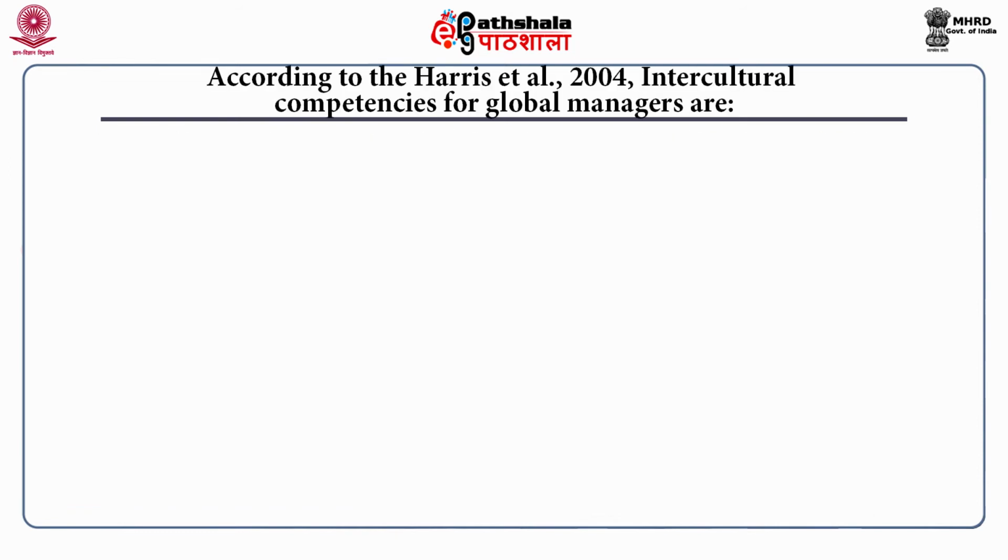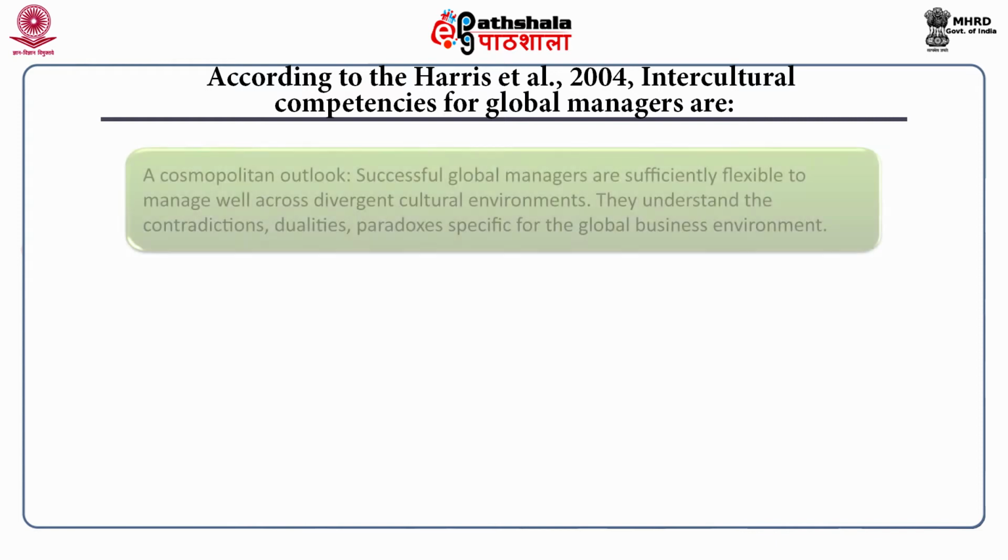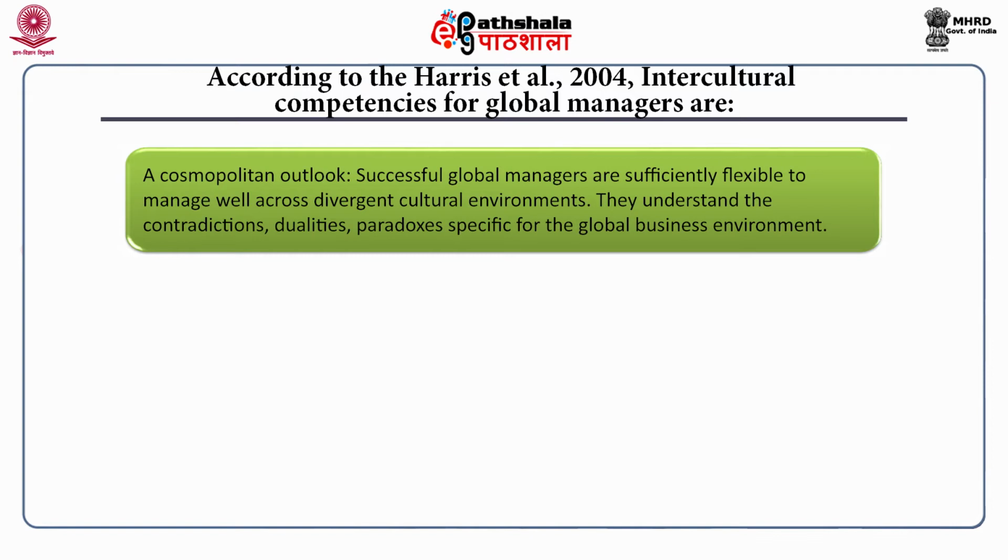According to Harris et al. in the year 2004, intercultural competencies for the global manager are: a cosmopolitan outlook. The successful global managers are sufficiently flexible to manage well across divergent cultural environments. They understand the contradictions, dualities, and paradoxes specific to the global business environment.